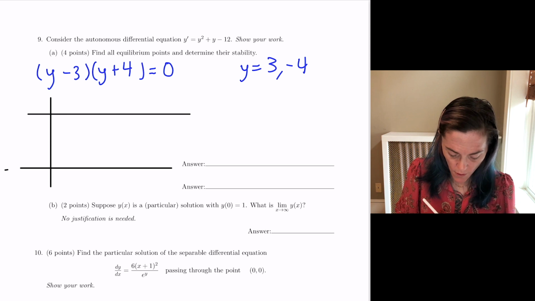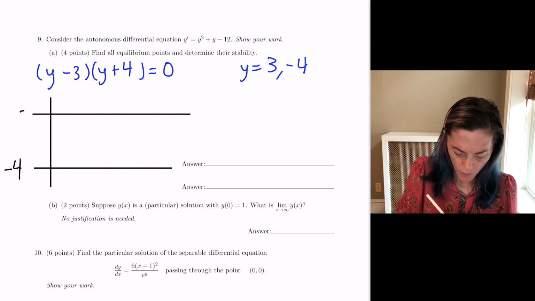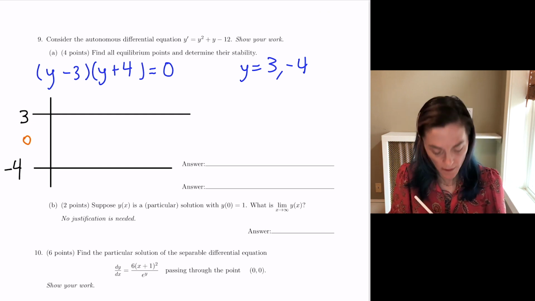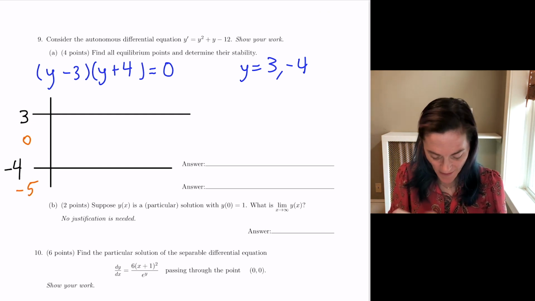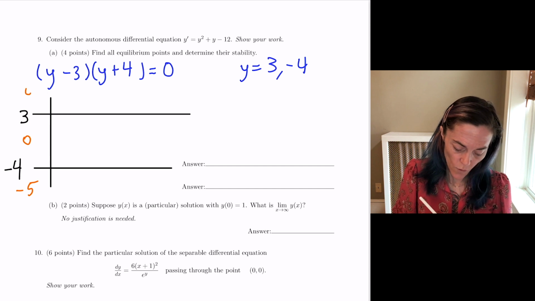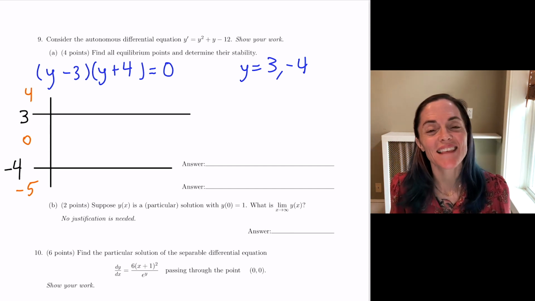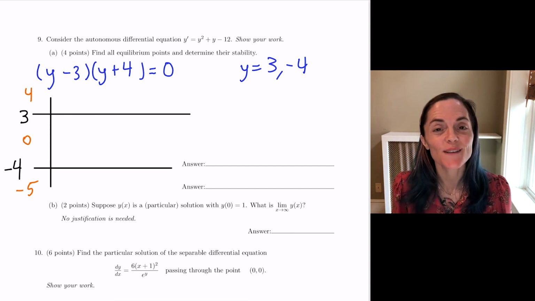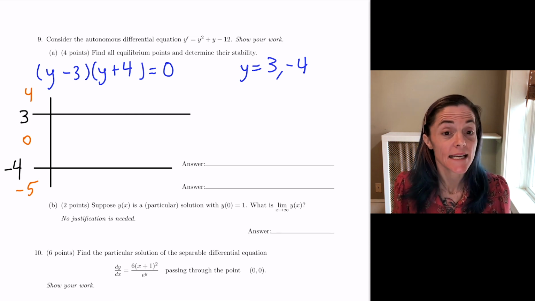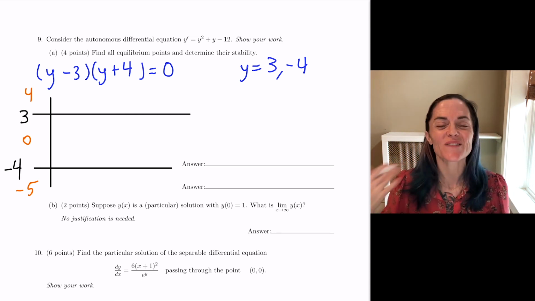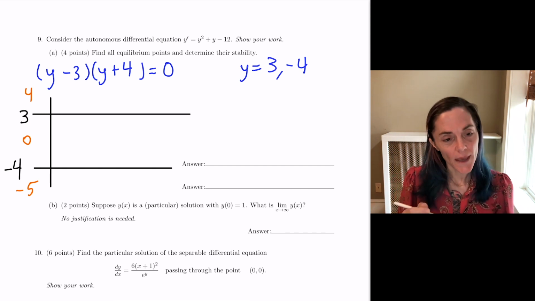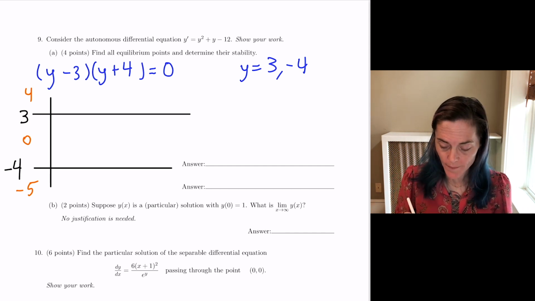Here's negative 4. Here's 3. Okay, well, we could have 0 here. We could have minus 5 here. And then we can have 4 here. And this is very similar to things we did a few pages ago with intervals of increasing, decreasing. It's just that my derivative is a function of y.